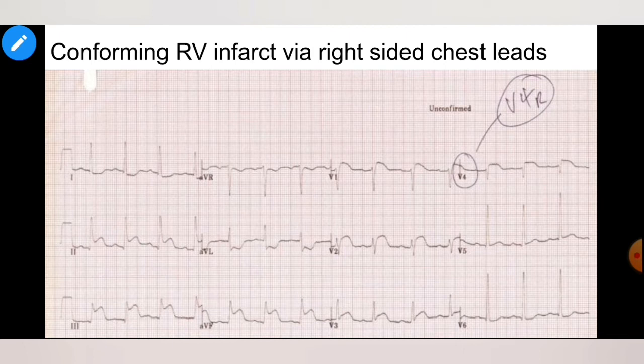If there is an R wave in V4 on the right-sided chest lead, I definitely confirm my RV infarct. So you can appreciate there is an R wave and I have marked it. So there is an R wave in V4, so it confirmed that there is RV infarct.